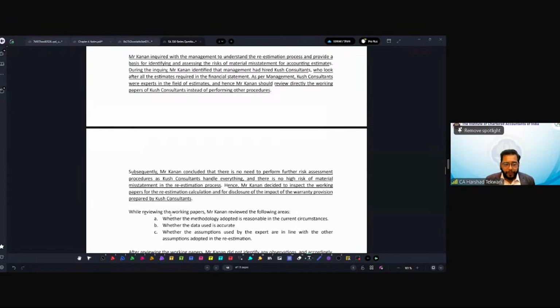So while reviewing the working papers, they reviewed the methodology adopted, whether data is accurate, and the assumptions used by the expert. That is there when they reviewed the working paper at the time of substantive testing. But at the time of risk assessment, they decided no need to perform further risk assessment process. So what is the correct approach? To review the working paper at the substantive stage or to perform the risk assessment procedures?